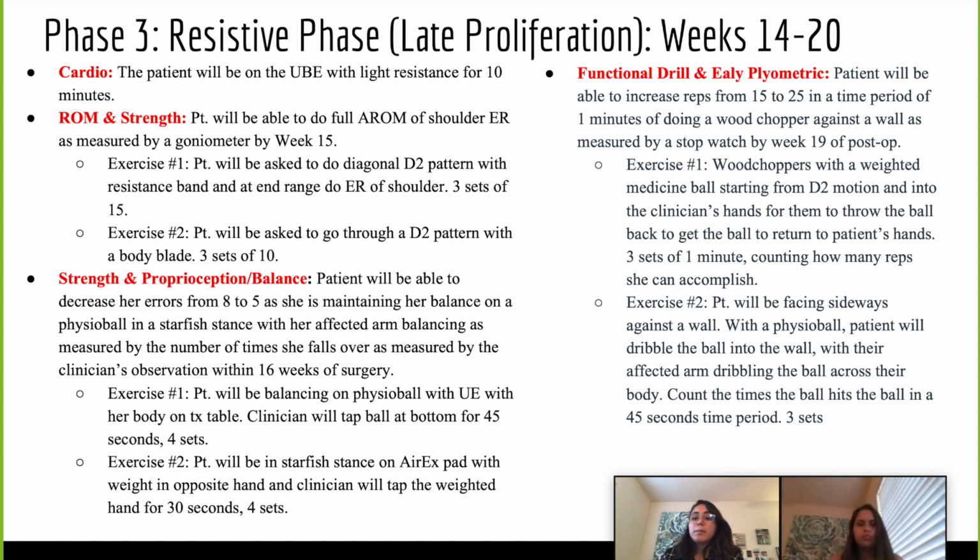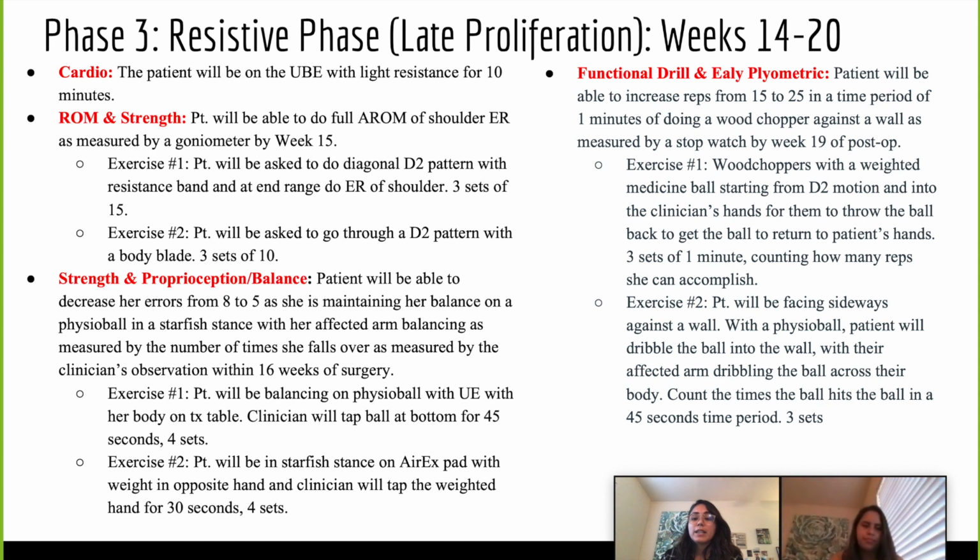For our strength and proprioception goal, the patient will be able to decrease her errors from 8 to 5 as she maintains her balance on a physio ball in a starfish stance with her affected arm balancing, as measured by the number of times she falls over, by the clinician's observation within 16 weeks of surgery.